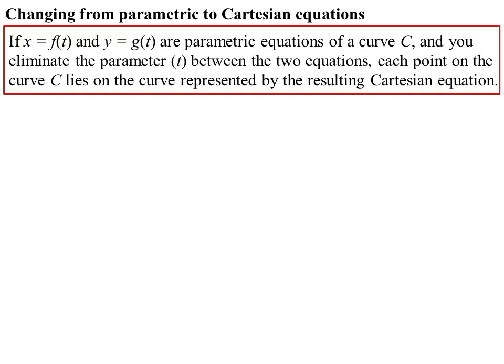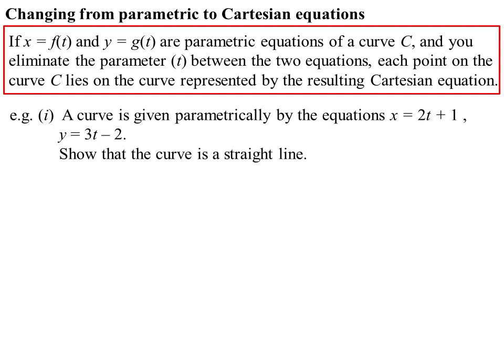Okay, so how do we change from parametric form and get it back to Cartesian form? Basically, it's like simultaneous equations. You eliminate the parameter. That's what this is saying here. x will be some function of t, y would be some function of t. You eliminate that parameter, and then you'll find the equation of the curve.